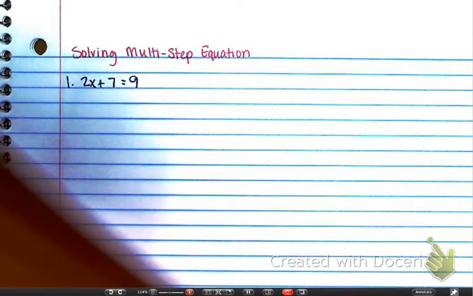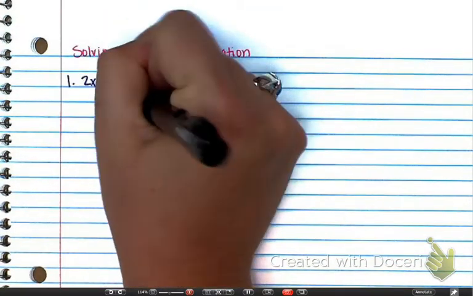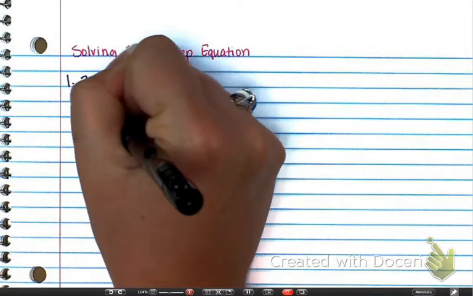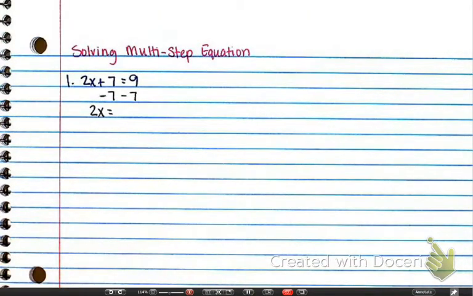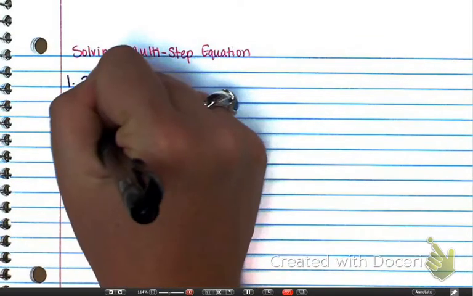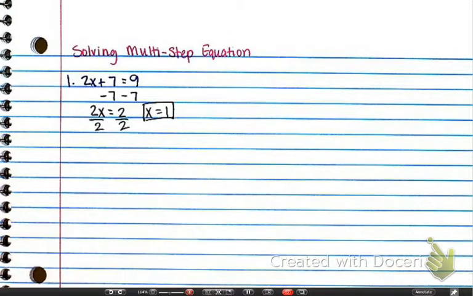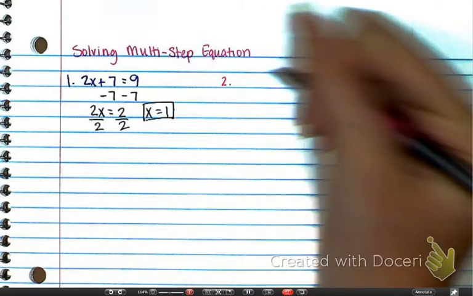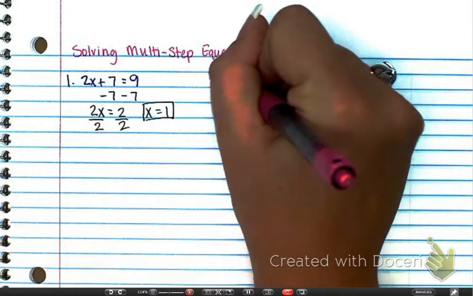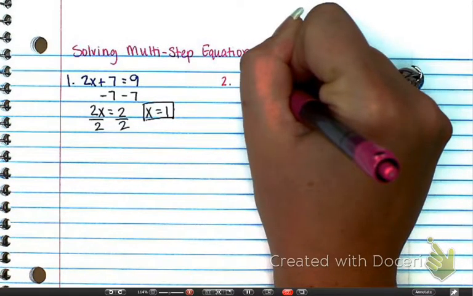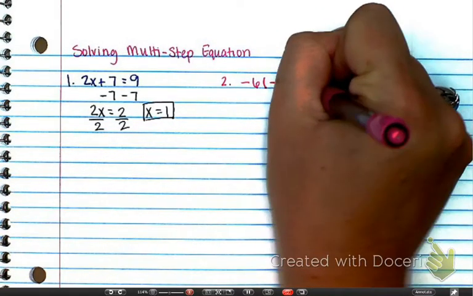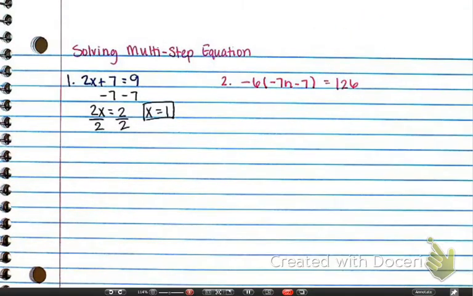Subtract 7 from both sides. So 2x equals 2. And when I divide by 2, I end up with x equals 1. That's what we did yesterday. So let's add a little bit more multi to that. Negative 6 times negative 7n minus 7 equals 126. We're going to do this together, then I'll give you one to try.